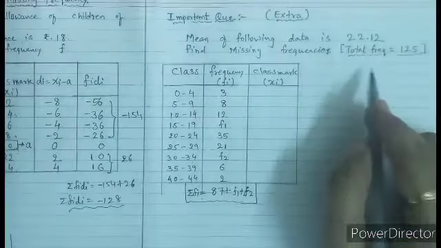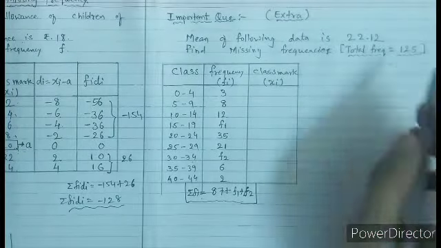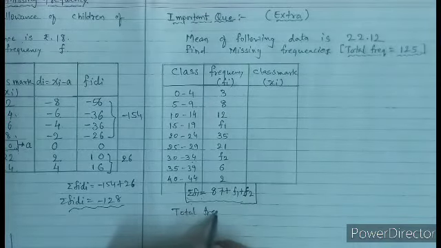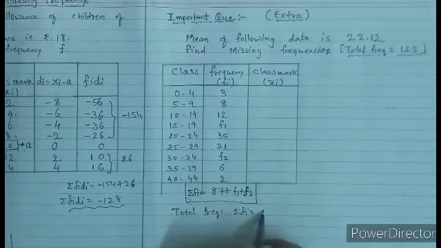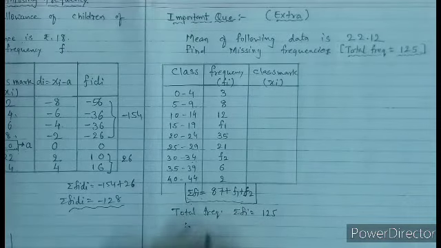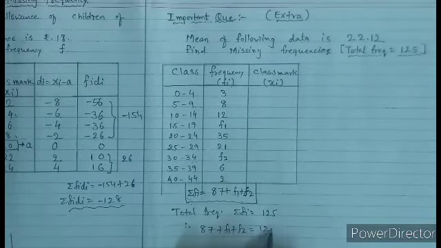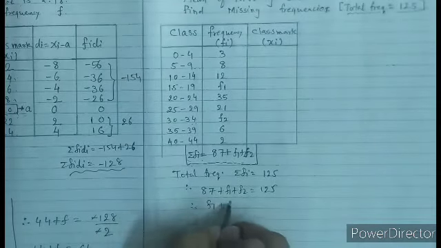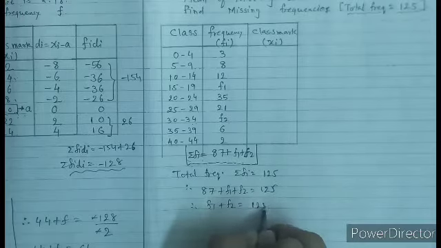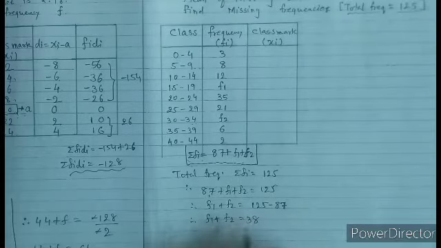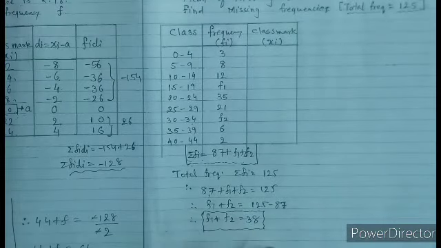As we are given that the total frequency is 125, and total frequency means sigma fi, we can say sigma fi equals 125. It means this value is equal to 125. So 87 plus f1 plus f2 equals 125. From that we can get f1 plus f2. Therefore f1 plus f2 equals 125 minus 87. Therefore f1 plus f2 equals 38. We will use this result later on.